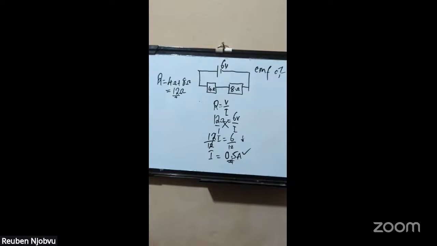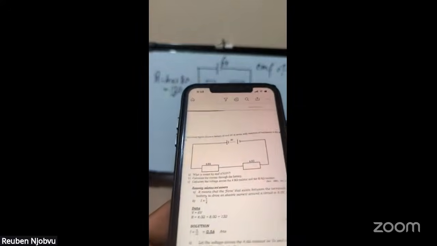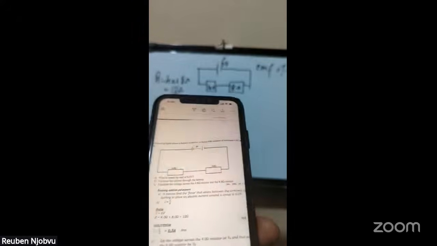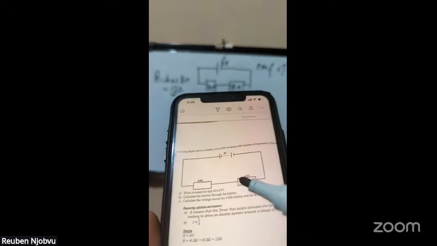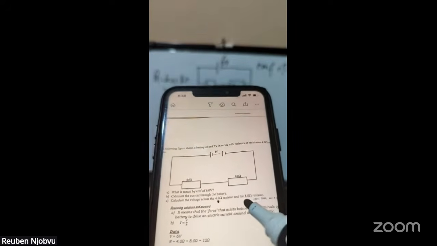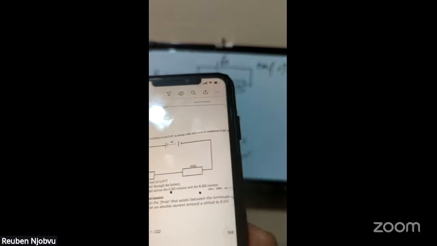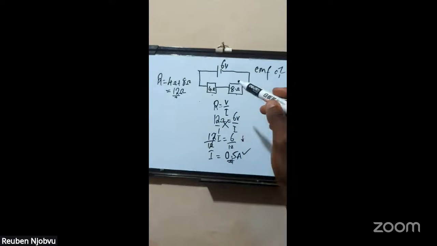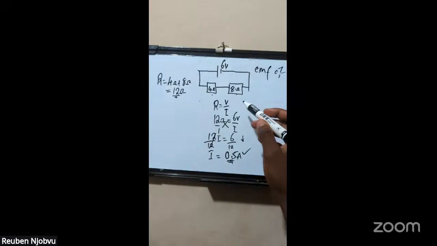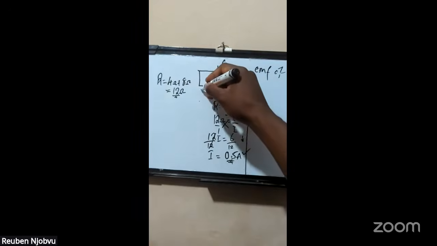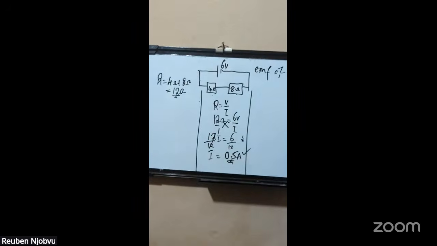Then number 2, the question is saying calculate the voltage across. So they want individual voltages. What voltage is passing through the 4 and what voltage is passing through the 8? Individual voltages. And don't forget, once you find those voltages, when you add them, they're supposed to give you the total, which is 6.